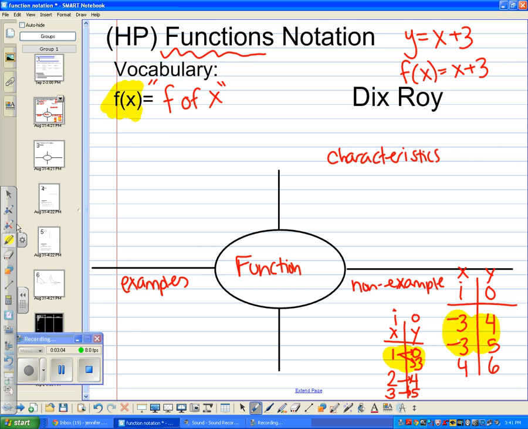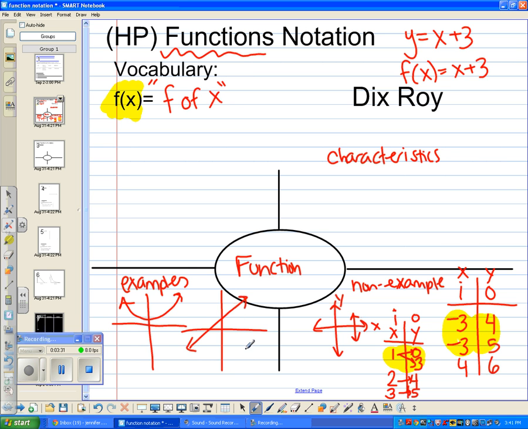So some examples: what are functions? What do they look like? Functions can look like a lot of things. They can look like quadratics. They can look like diagonal lines or horizontal lines. Here's another non-example: a vertical line is not a function. So anytime you have a vertical line, here's your X and Y, that's not a function. Absolute values are functions, so things that look like this.